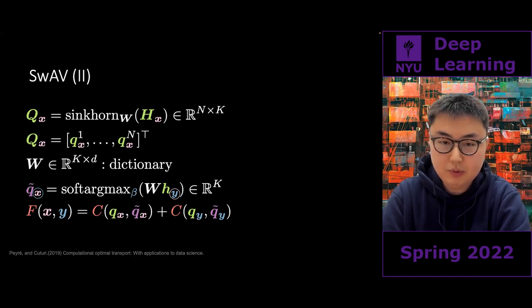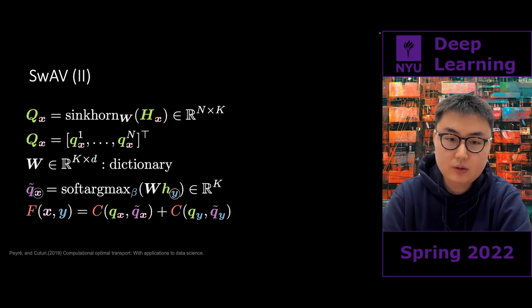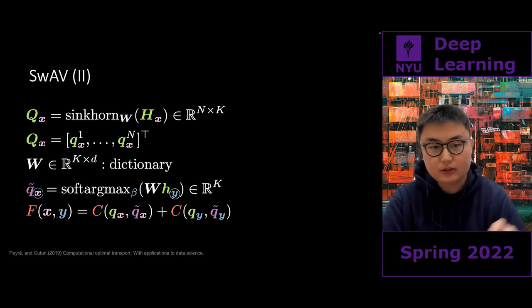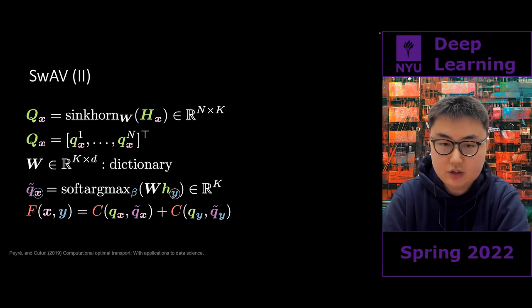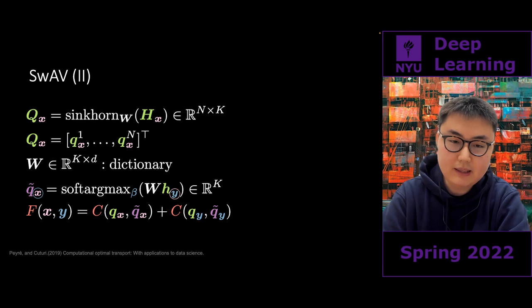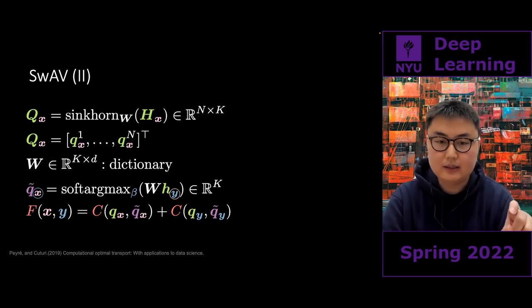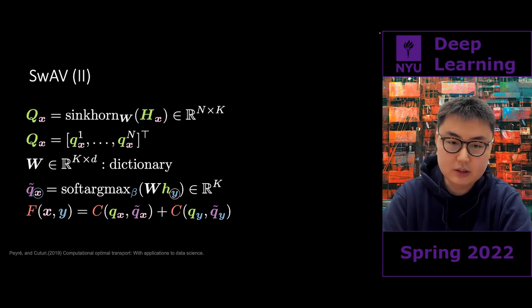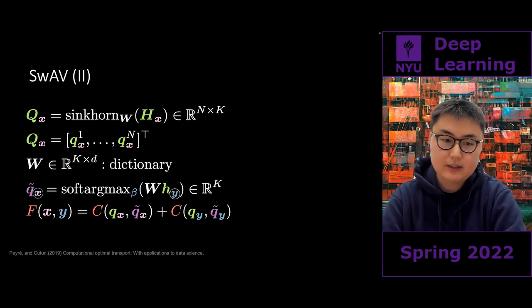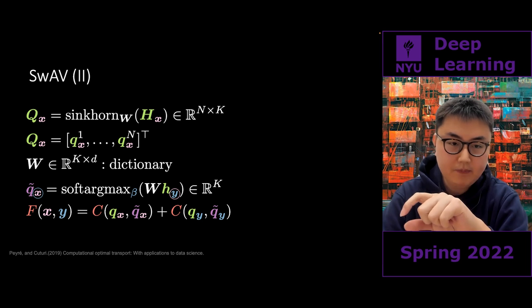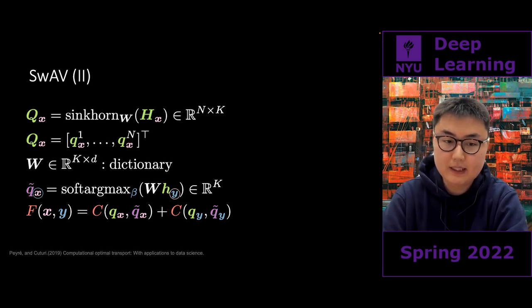Okay. Let me give you a simple example. Let's say K is just 2. So W is a 2 by D matrix, so you basically only have 2 centroids. W is a 2 by D and HY is a D, so you basically get a vector of size 2. And each element is the cosine similarity between HY and the corresponding centroid. Then you apply softmax to turn that cosine similarity, because the cosine term could be negative or positive, into a categorical probability. So that's why Q tilde X.